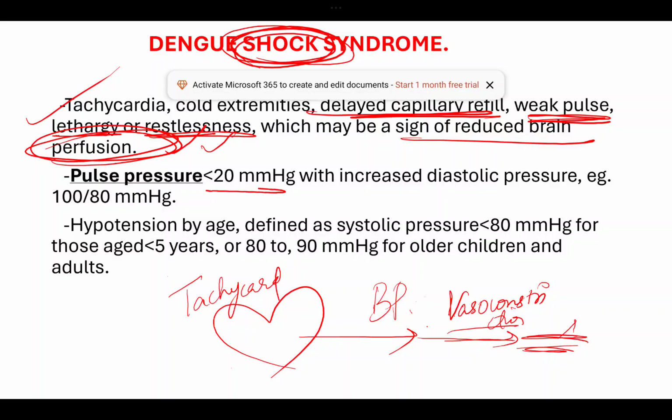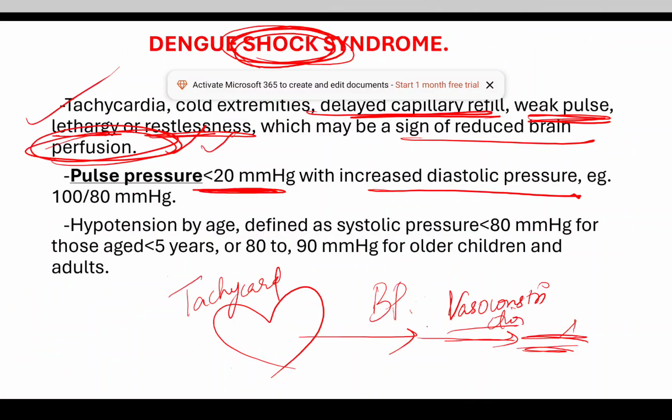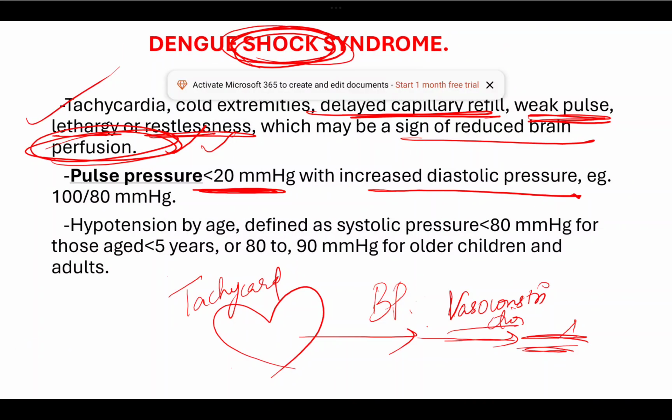Pulse pressure less than 20 mmHg with the increased diastolic pressure, which is, you can see that the patient will have 100 by 80. The systolic blood pressure is 100, whereas the diastolic blood pressure is 80, so the difference is less than 20.